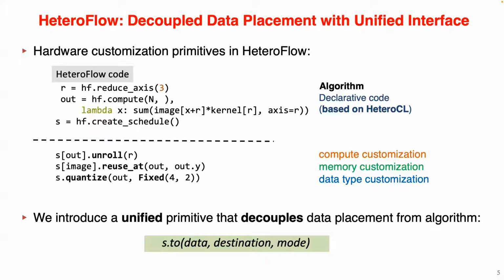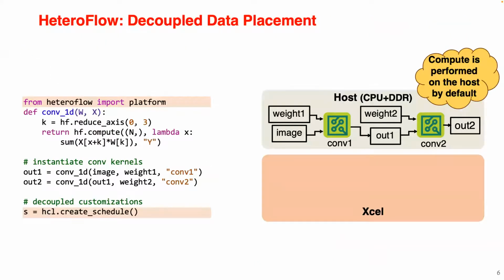We further extend HeteroCL with this new .to primitive as a unified programming interface for decoupled data placement. This .to primitive captures the interdependence at different design levels between memory and compute. And we will show more details in the following example. Here, we use the image blur example to demonstrate the usage of .to.